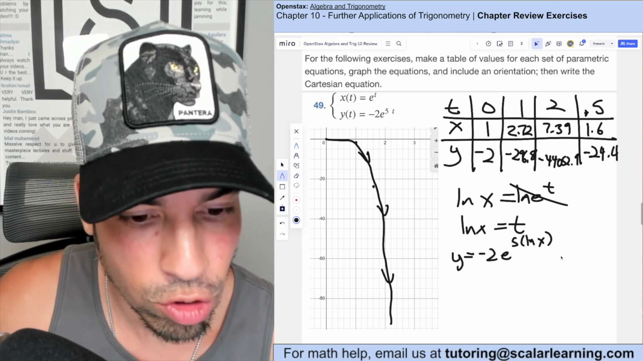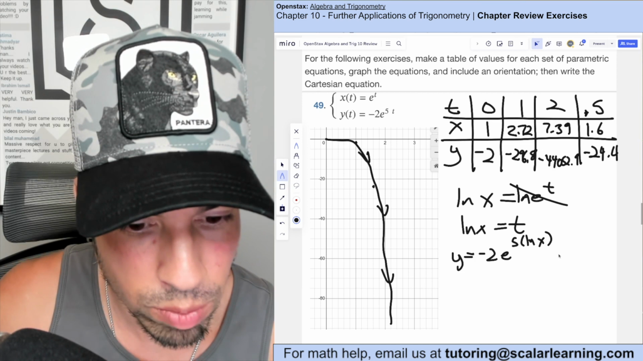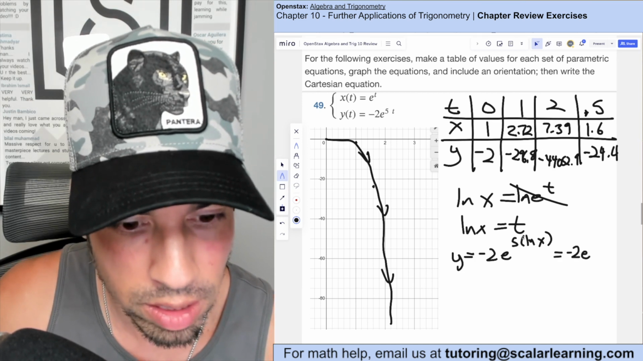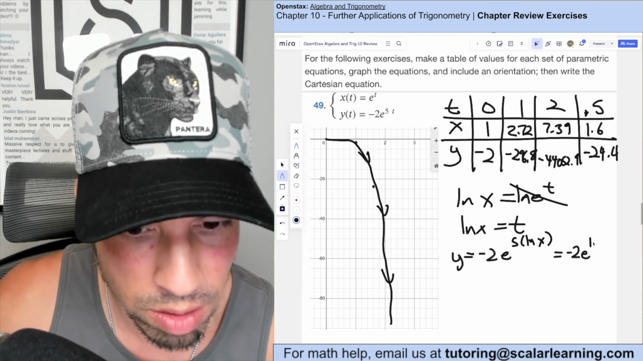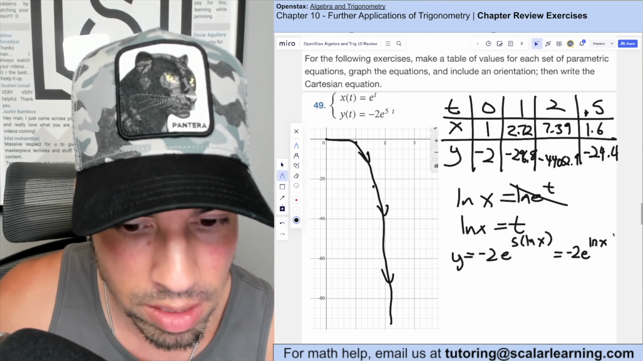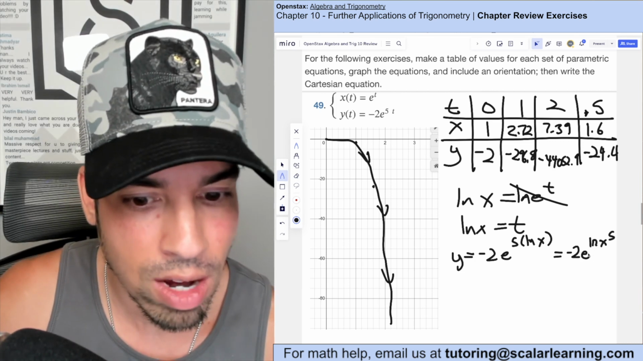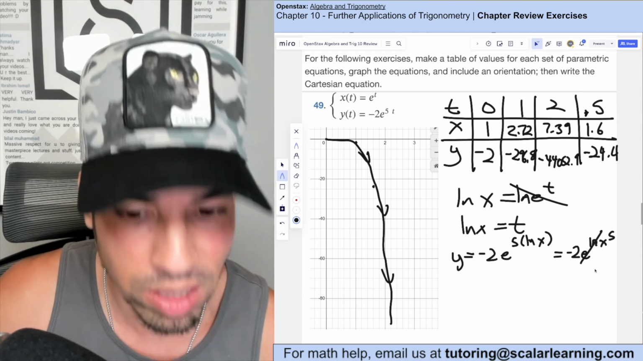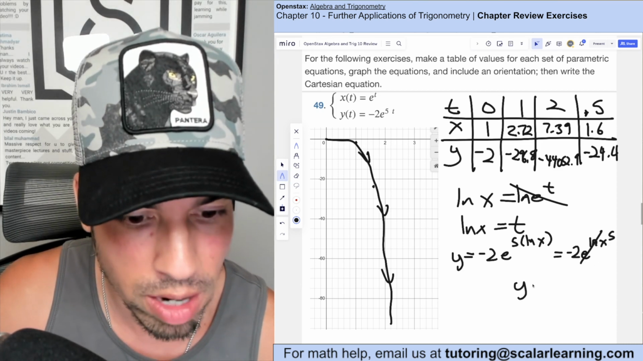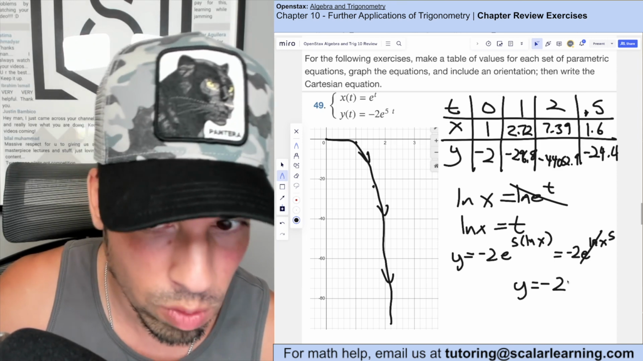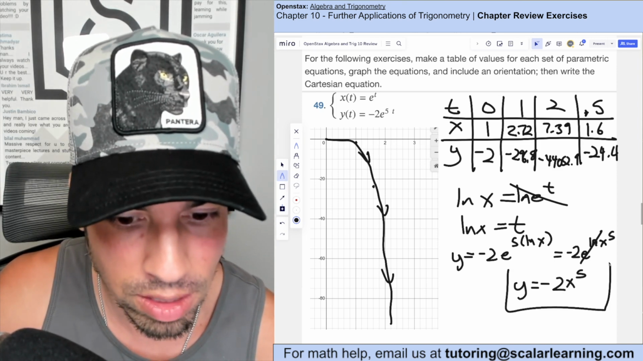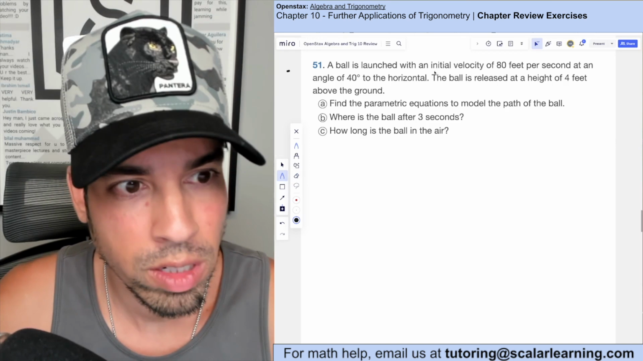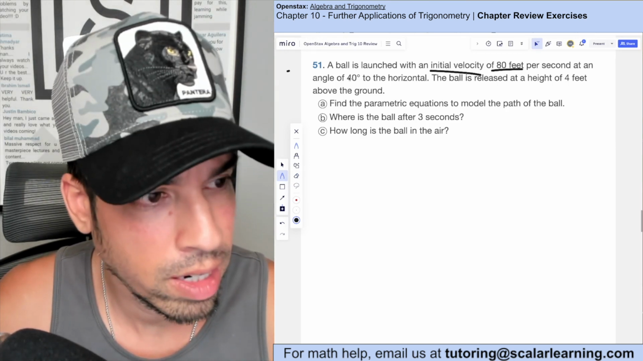Now what I can do with this, using my logarithm rules, is rewrite that as -2e, because I can bring that 5 up as an exponent of x, to the ln of x to the 5th. And then I can say e to the ln of something, those kind of cancel out and it just brings down that argument. So now it's y equals -2x to the 5th. That's how you do it. Done.